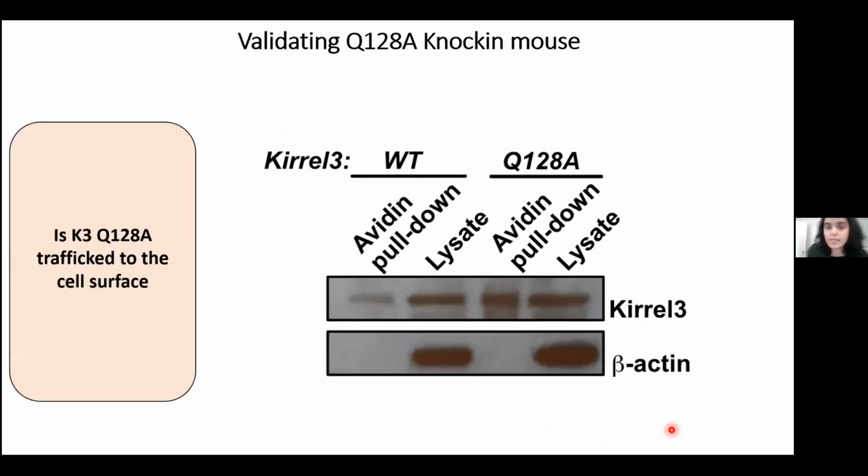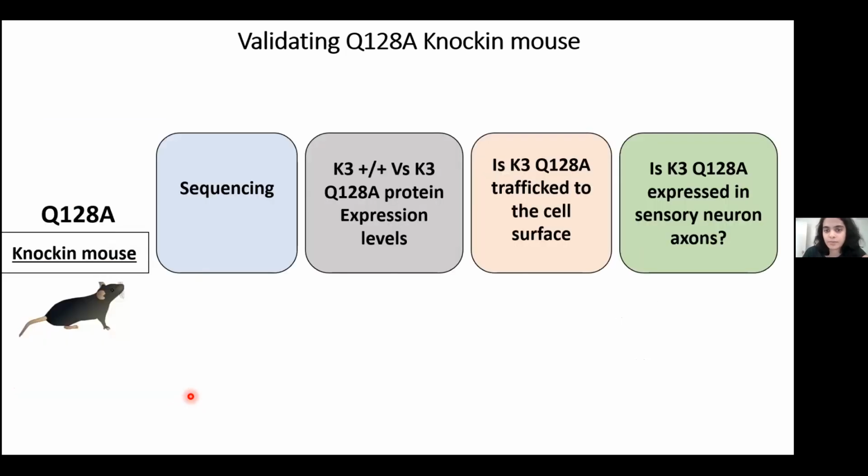So when I did this, I saw that this avidin pull down for wild type, there was an avidin pull down band for wild type and for the Q128A mutant. And in our positive control, the total lysate, we see bands, but not for the pull down as expected. And we see a stronger band in the total lysate. So this tells us that CRISPR-3 is trafficked to the cell surface, even in our Q128A knock-in mice.